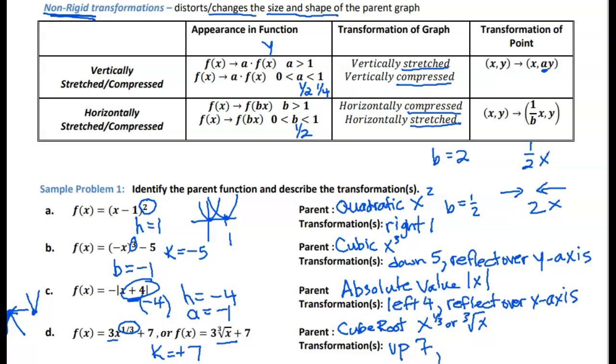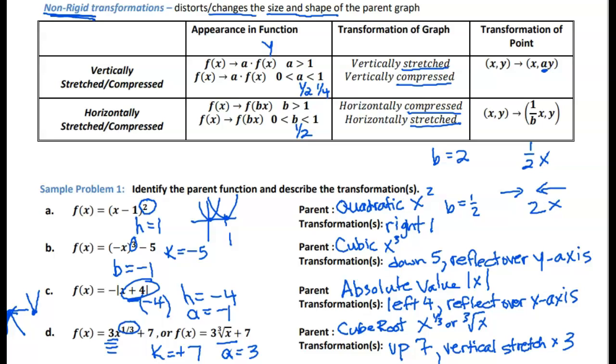And I have an a value out here in front. The 3 is in front of the function. So that's an a value of 3. It's greater than 1. So I'm going to have a vertical stretch times 3. It's going to be 3 times as tall.